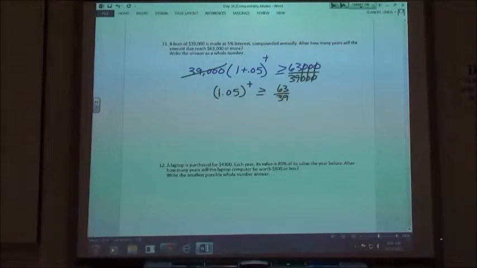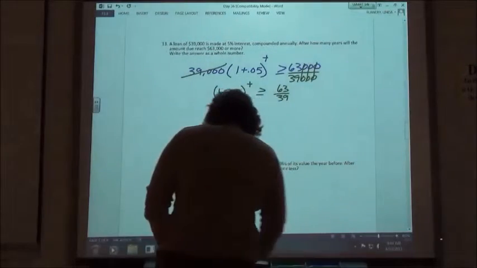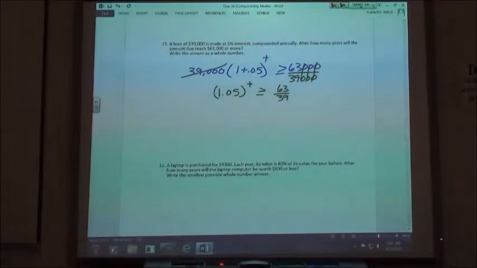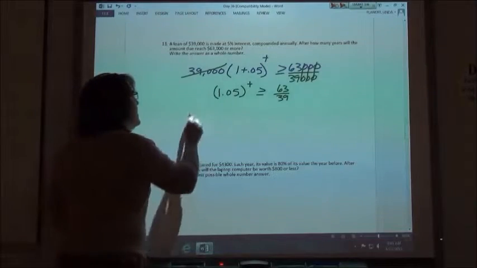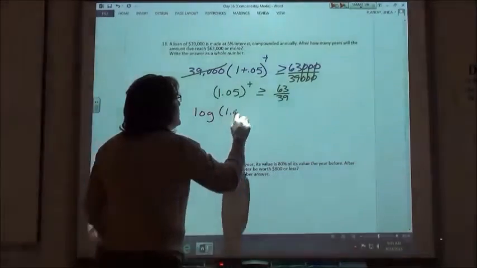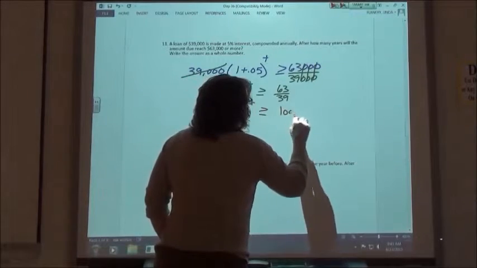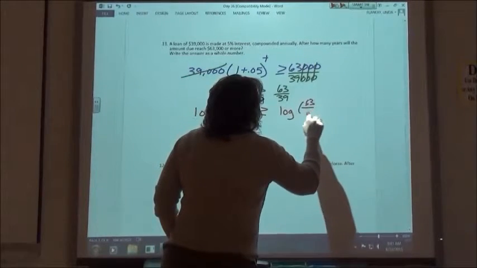Okay, then we are going to move the t. Before we can move the t, we got to put what? What word should be in front of each of those? Oh, log. We got to do the log of both sides before we can move the t. So we're going to have log of 1.05 to the t power and log of 63/39.